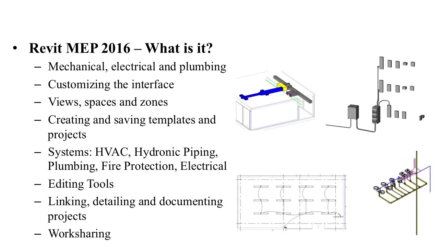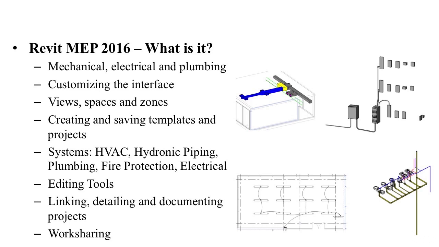We'll look further in depth at the Systems tab as well, specifically HVAC, mechanical, piping, plumbing, and electrical. Then we'll move into the basic editing tools of Revit, moving, copying, pasting, rotating, mirroring, and arraying. We'll also look at extending, trimming, aligning, and offsetting elements inside of Revit.